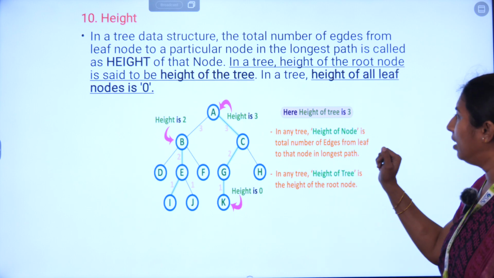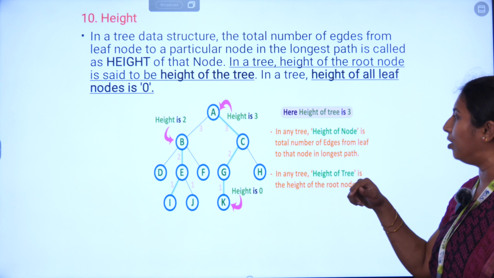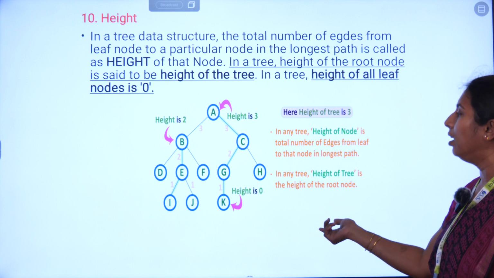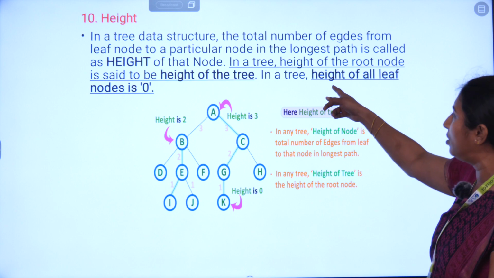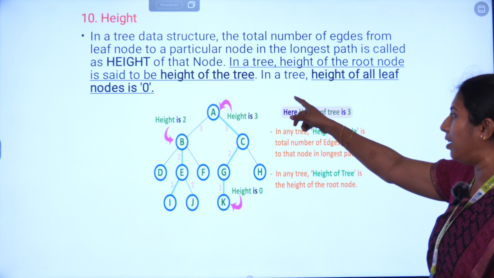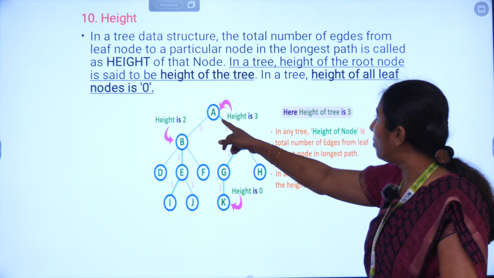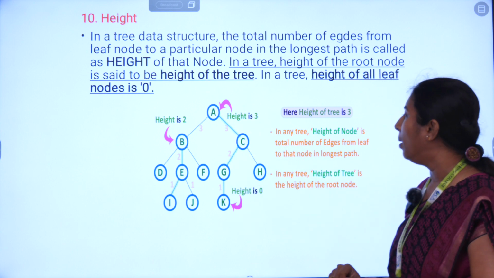Height of the tree: as we were talking about the degree of the tree and the node, we should also know about the height of the node or the height of the tree. The definition over here is that the height of the root node is said to be the height of the tree. How we calculate it is by counting the edges from a leaf node to a particular node.